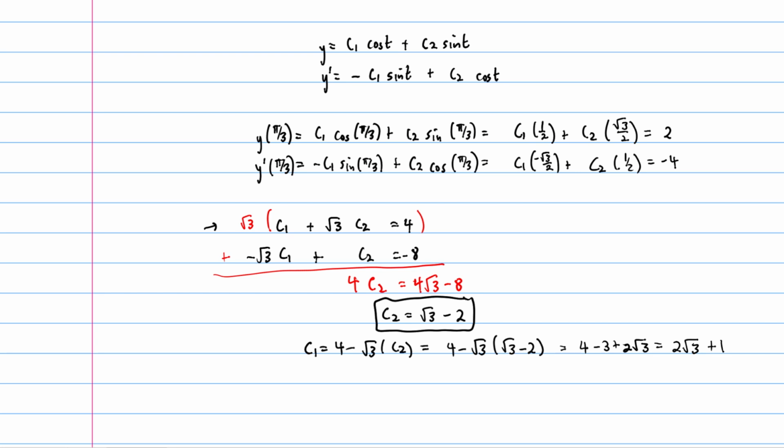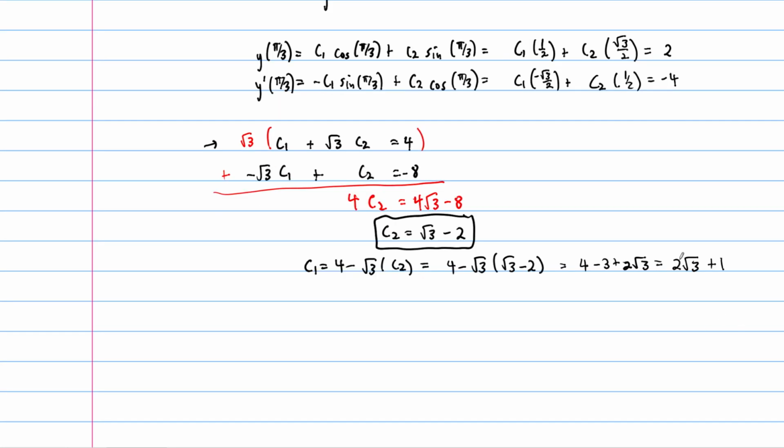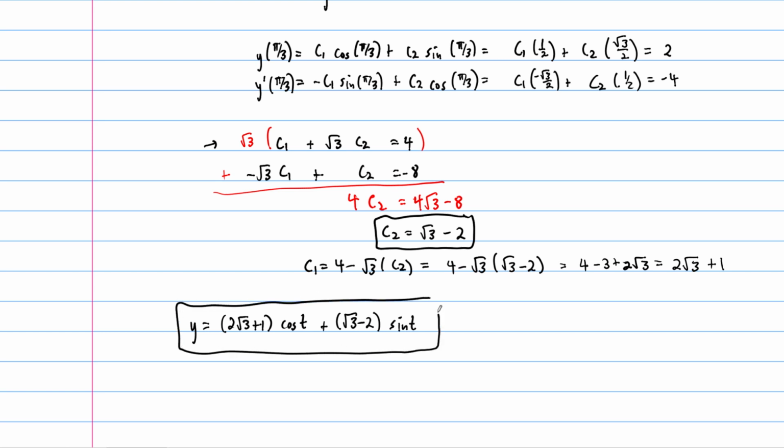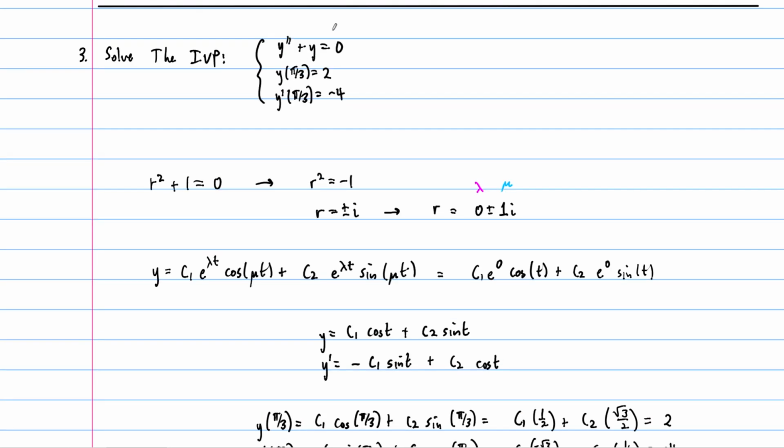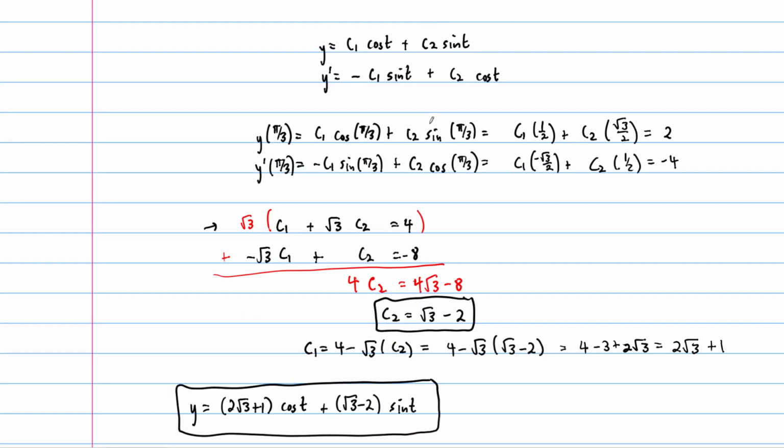Okay, so those are our two constants, and now we just have to plug these back into our equation. And we can obviously leave these exact with the root 3's in there, but our solution becomes y is equal to c1 cosine, so it's going to be 2 root 3 plus 1 times cosine of t plus c2, so that's root 3 minus 2, which is a negative number, but that's fine. Leave it like this, times sine of t. And this is the particular function that solves the initial value problem. So that's with coefficients and all, the particular function that solves this initial value problem.